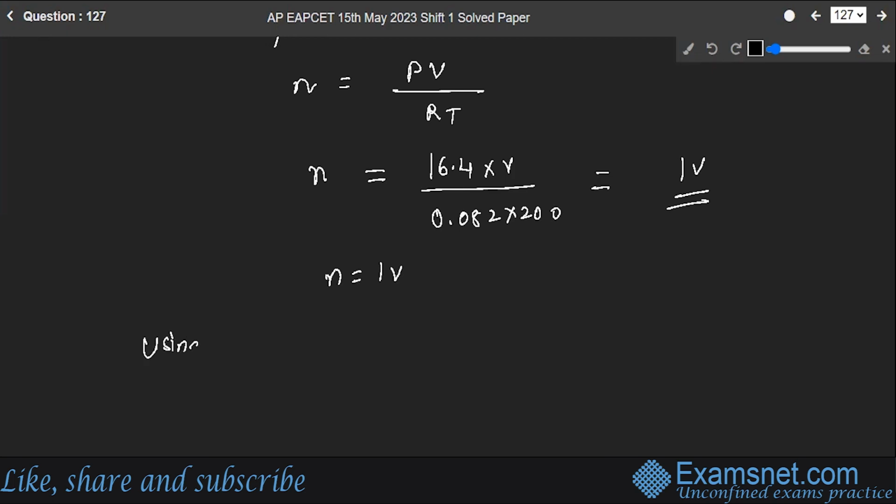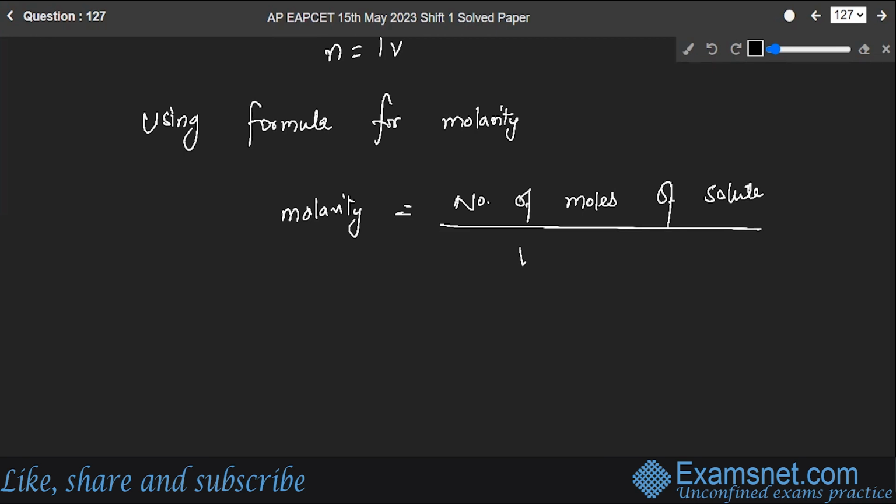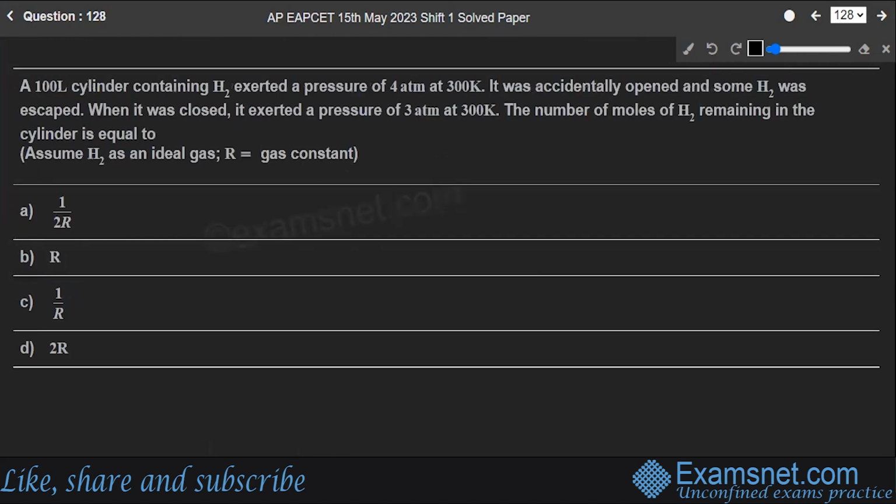Now using the formula for molarity, you have molarity equal to the number of moles of solute divided by volume of solution in liters. Right? So this is V upon V, so that is equal to 1. So 1 mole per liter. This is the molarity. That is option C, the correct answer. Hope you understood. Next is question number 128.